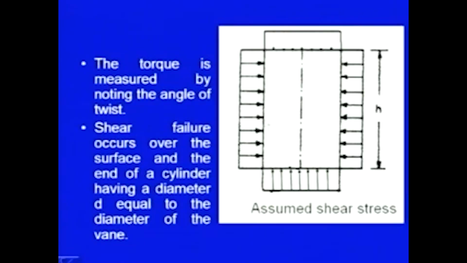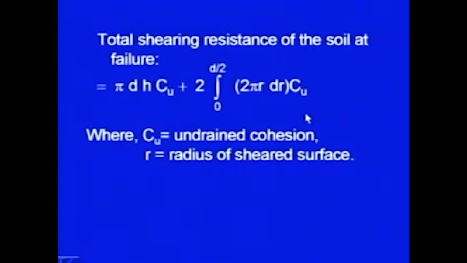Here is the diagram of the assumed shear stress variation. These are the vanes, the section of the vanes. In plan it will be a circle of diameter d. This is the elevation, where h is the height. Torque is measured by the arrangement available at the top, and then shear failure occurs at the surface of a cylinder having a diameter d equal to the diameter of the vane. So, this is the cylinder which is shown here, and one can correlate the shear strength using these expressions.